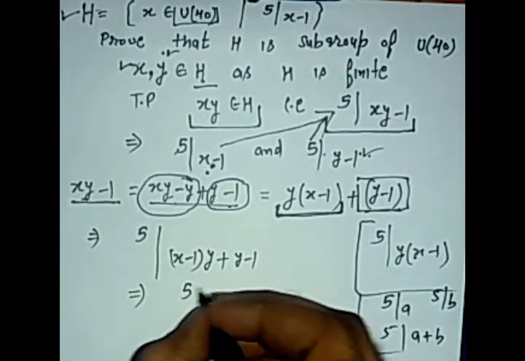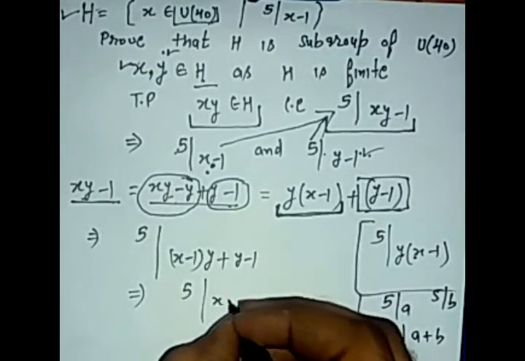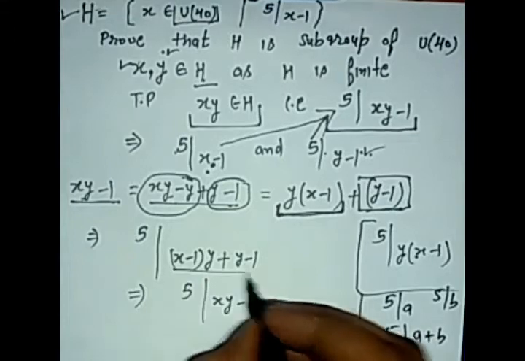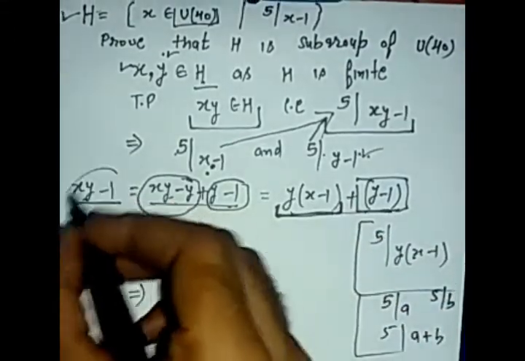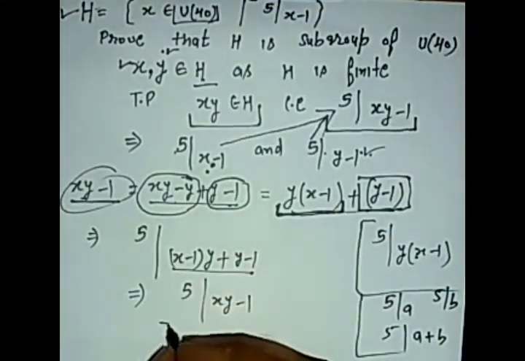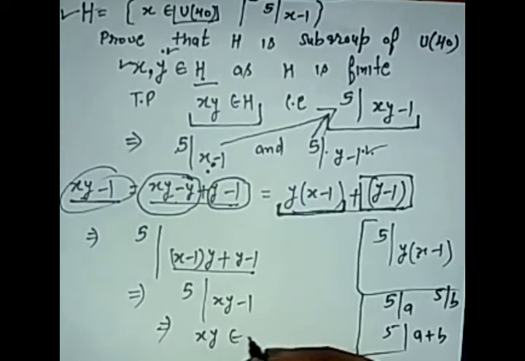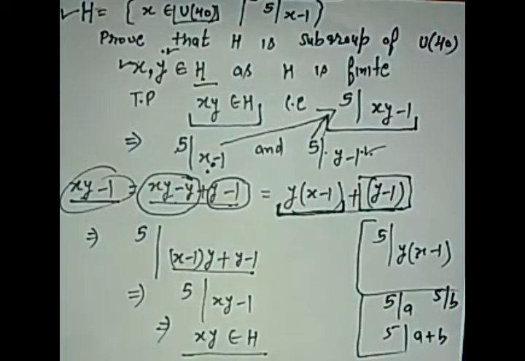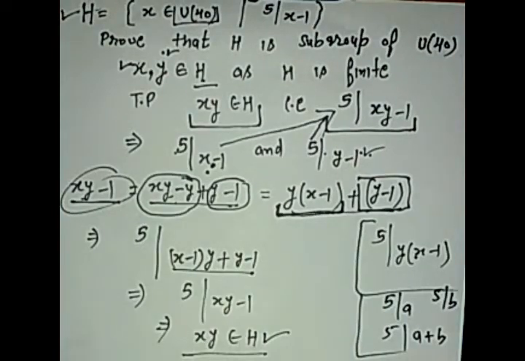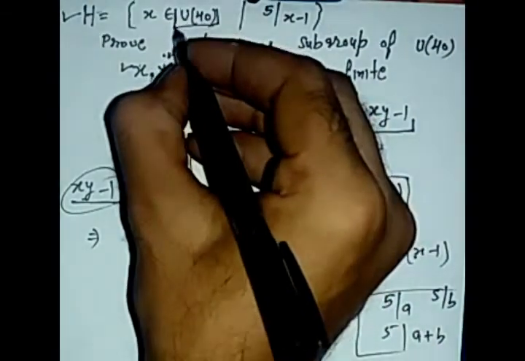After simplification we can say that 5 divides xy minus 1, because this number is equal to xy minus 1. Therefore xy belongs to H. So H is a subgroup of U40.